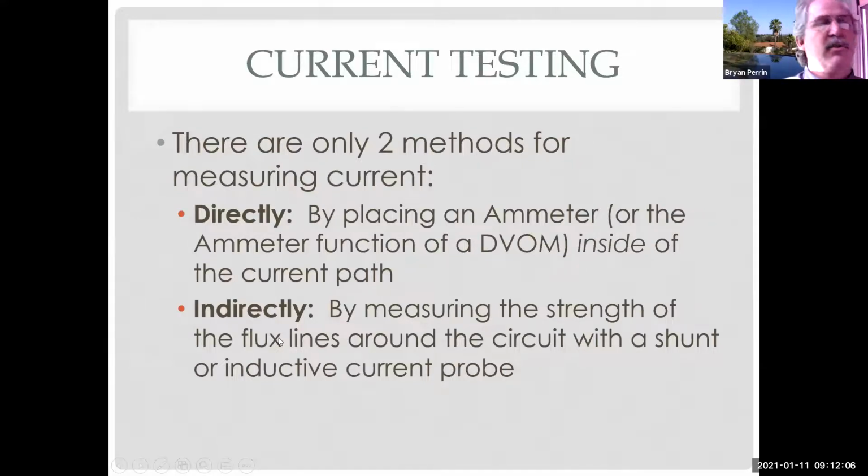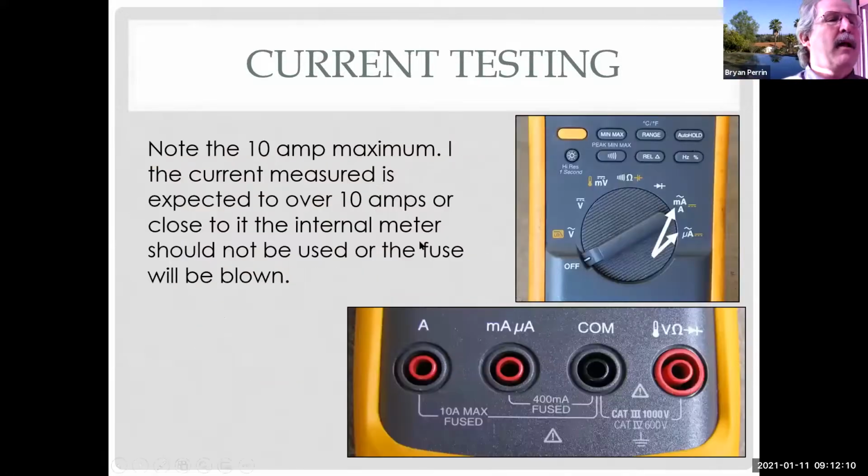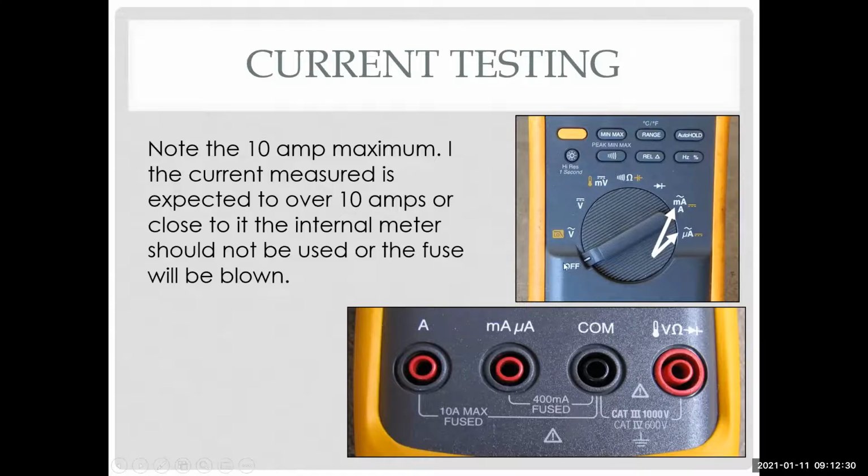And the flux lines are the electromagnetism that flows along the wire. And so if I'm going to use internal testing, most meters have a 10 amp maximum. If I go over the 10 amp, I've just bought $30 worth of fuses. So that's the reason why we don't do this very often. If the current measured is expected to be over 10 amps or close to it, the internal meter should not be used or the fuse will be blown.